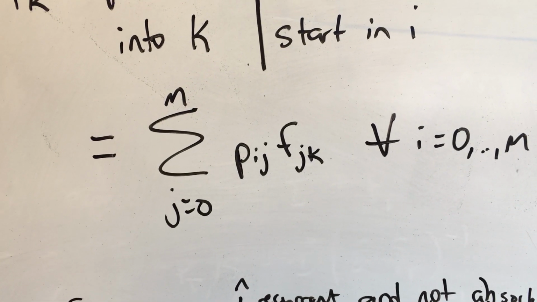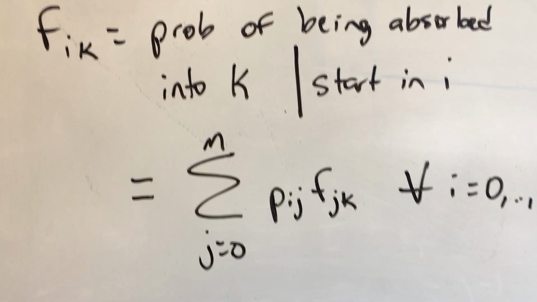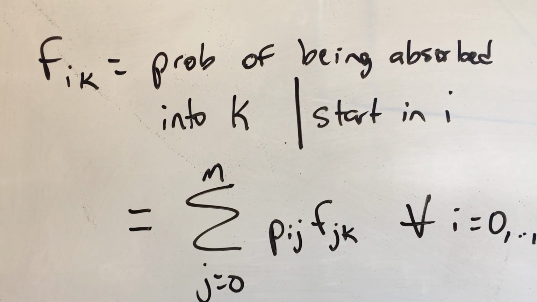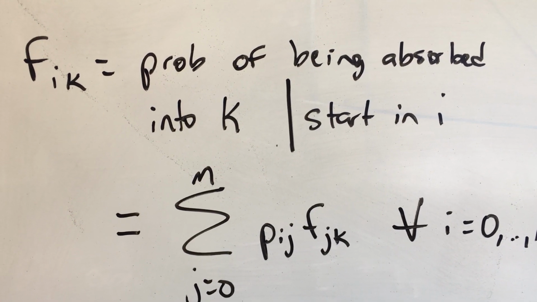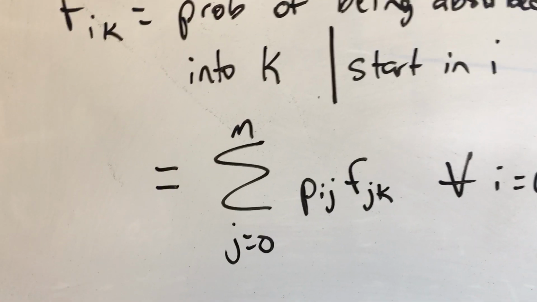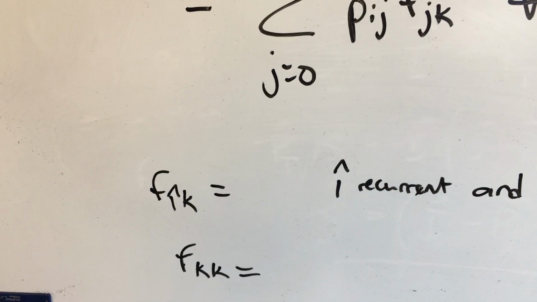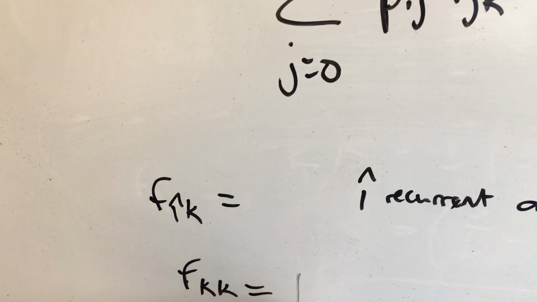Now, given this, a couple other things. We also know the probability of being absorbed into state K, given that you started in K, has to be 1 if K is an absorbing state, right? So F_KK has to be 1.